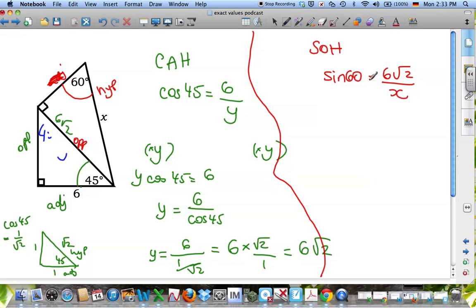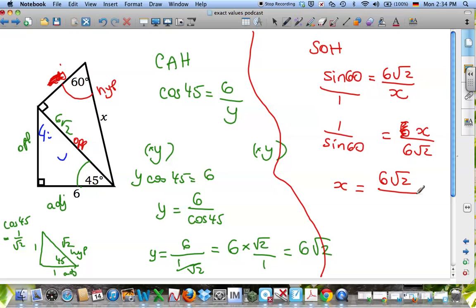Shall I show you what somebody in my class suggested for this, which I hadn't seen until this year? When you have x on the bottom, it's a good idea to reciprocate both sides. If you make that a 1, the invisible denominator is 1, and then if you reciprocate both sides, you end up with x over 6 root 2, and then it's easier to make x the subject just by multiplying by 6 root 2. So that gives us x equals 6 root 2 over sine 60.